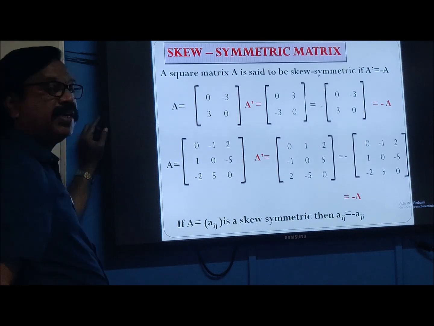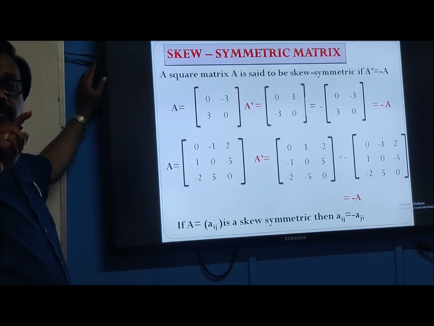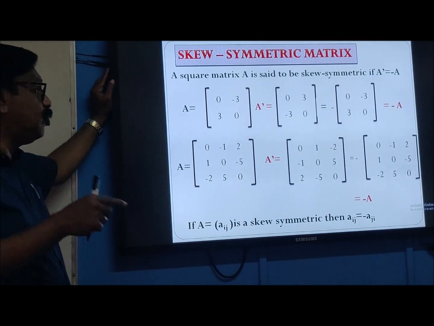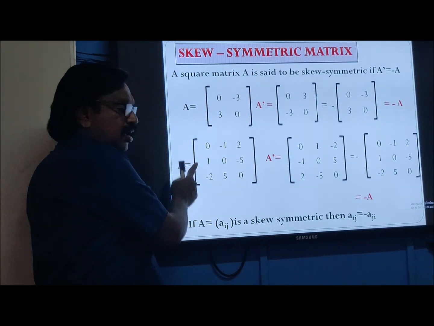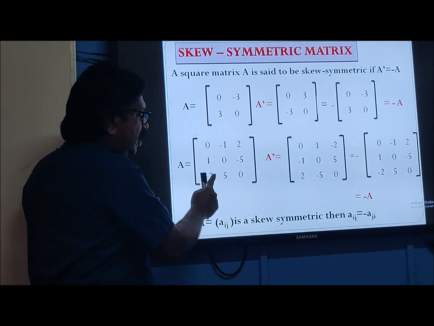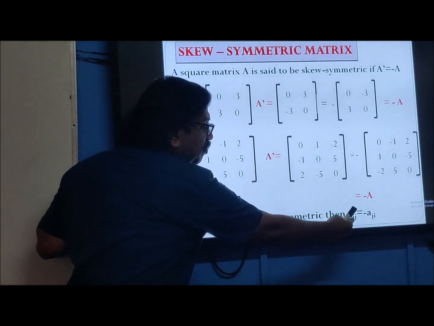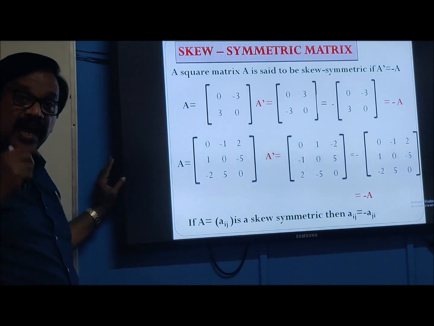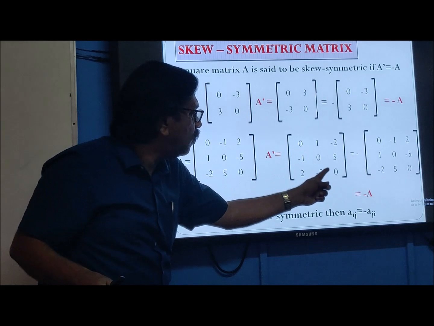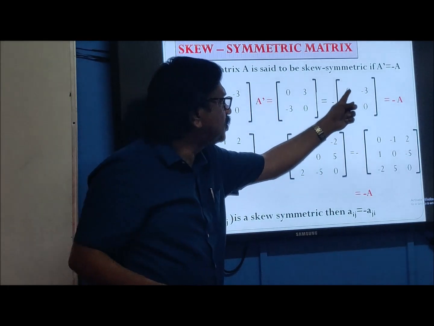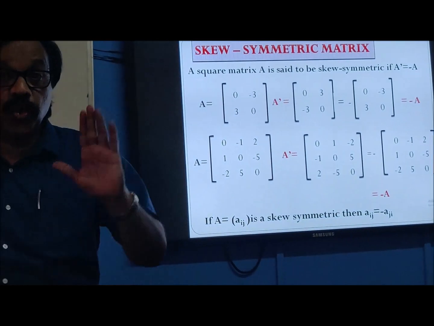What happens in a skew symmetric matrix? In a symmetric matrix, Aij equals Aji. But here, it should be the negative of that. If here it is minus 1, then there it will be 1. If it is 2, then here minus 2. If it is 5 here, then the corresponding element will be minus 5. It means Aij equals minus Aji. And in particular, all the diagonal elements must be 0. Only if all the diagonal elements are 0 and this holds will the matrix be skew symmetric.